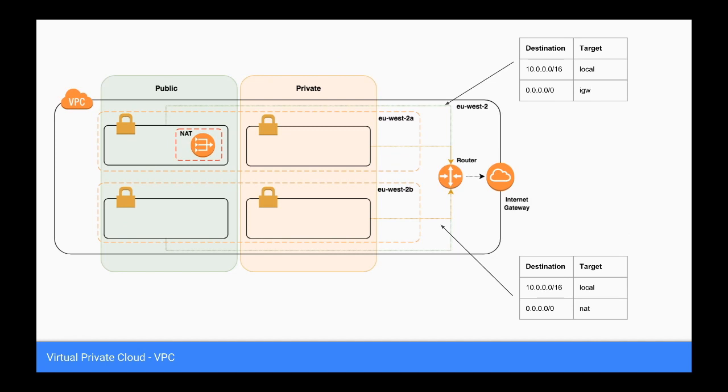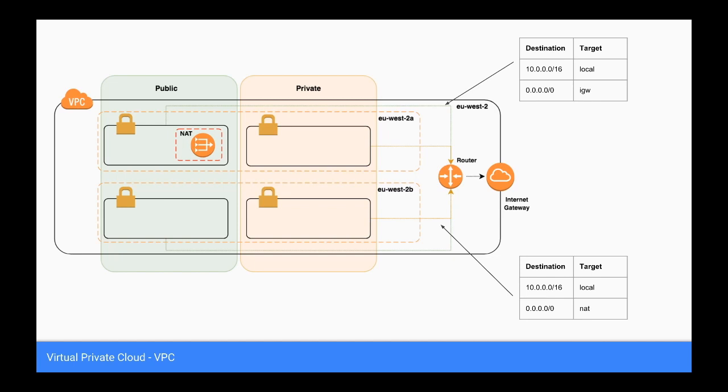It will have two public and two private subnets, spread over two availability zones for resiliency, and two route tables. A private route table will be assigned to the private subnets, which will route the internet traffic to a NAT instance, and the public route table will be assigned to the public subnets, which will route the internet traffic directly to the internet gateway.